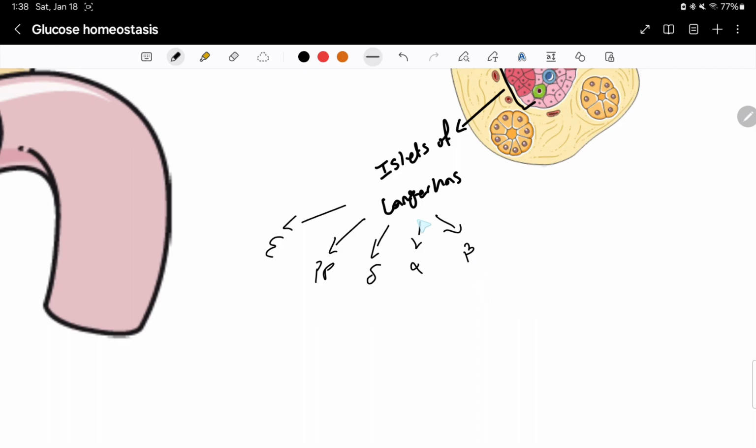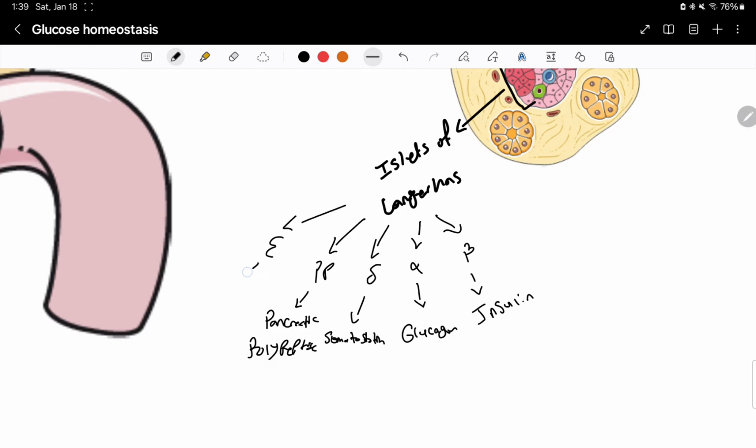Now, what do all of these guys release? Well, the beta cells, they release insulin. The alpha cells, they make a hormone called glucagon, okay? The delta cells, they make somatostatin. Pancreatic polypeptide cells obviously create the pancreatic polypeptide. Very creative, I know. And of course, the epsilon cells make ghrelin.